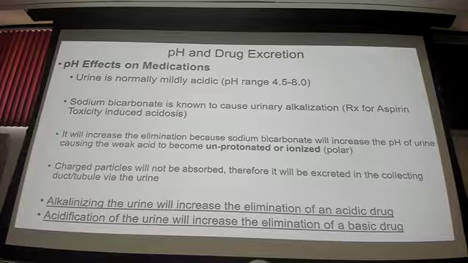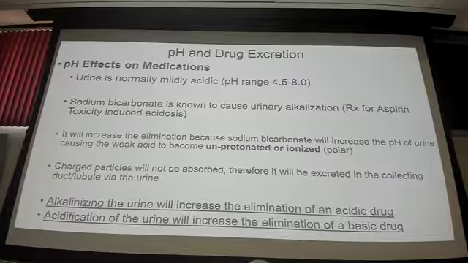So we know that the pH of the urine is mildly acidic under normal conditions. And so if we have an acidic drug that has induced acidosis, for example, aspirin toxicity, we give sodium bicarbonate, and what that's going to do is interact with the aspirin. It's going to deprotonate the aspirin and make it charged, and then the aspirin will be excreted by the kidney, and it will not be reabsorbed because it will be charged.